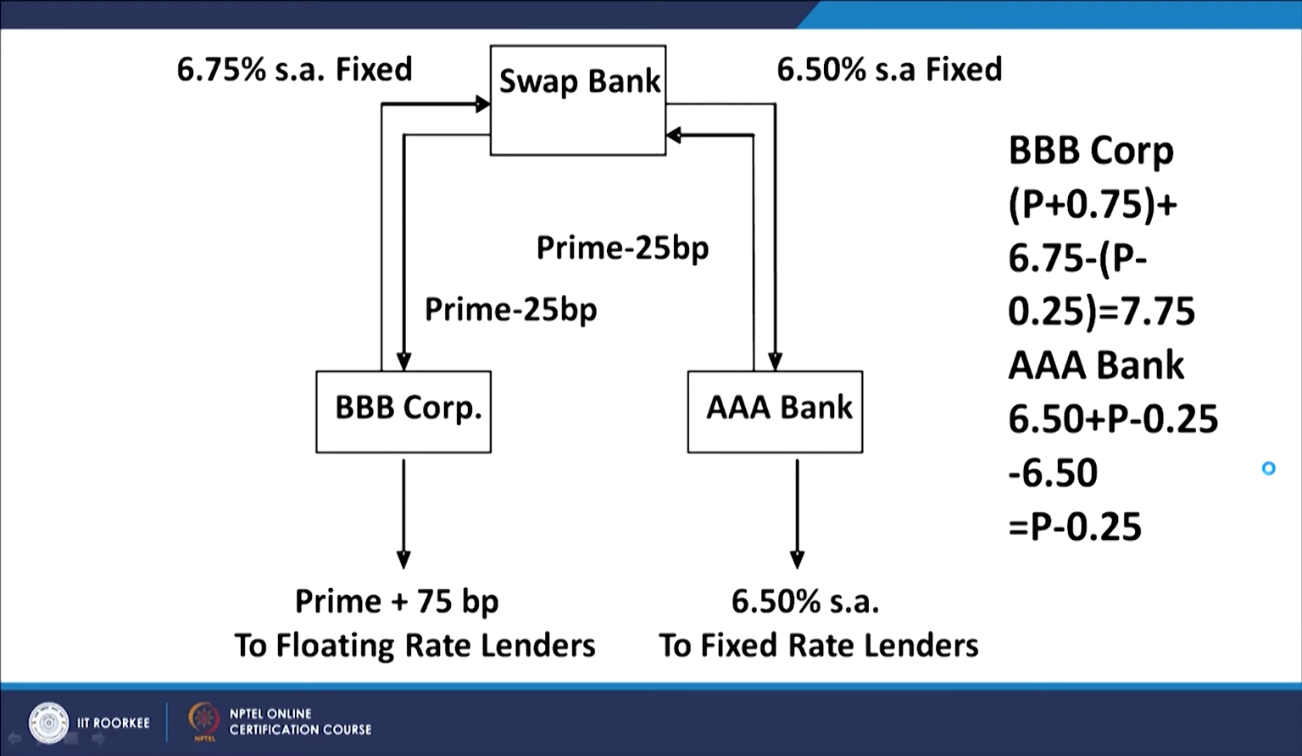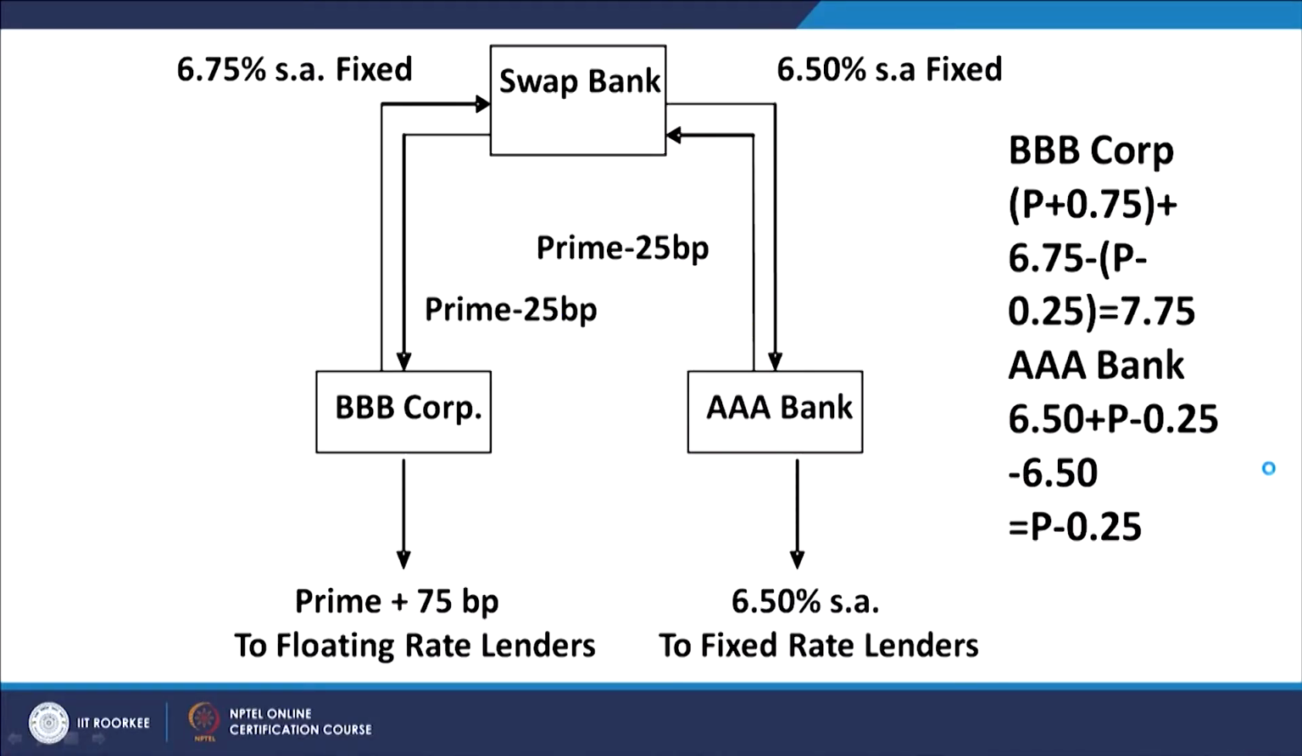They do the exchange. How they do it? Let us see. BBB, against this prime payment that it has to make, receives a prime payment from the swap bank. This is the intermediary, market maker or organizer, whatever you like to call him. This is the swap bank. The swap bank makes a payment of prime minus 0.25%. BBB adds 1% of its own to it and pays prime plus 0.75% to the lenders.